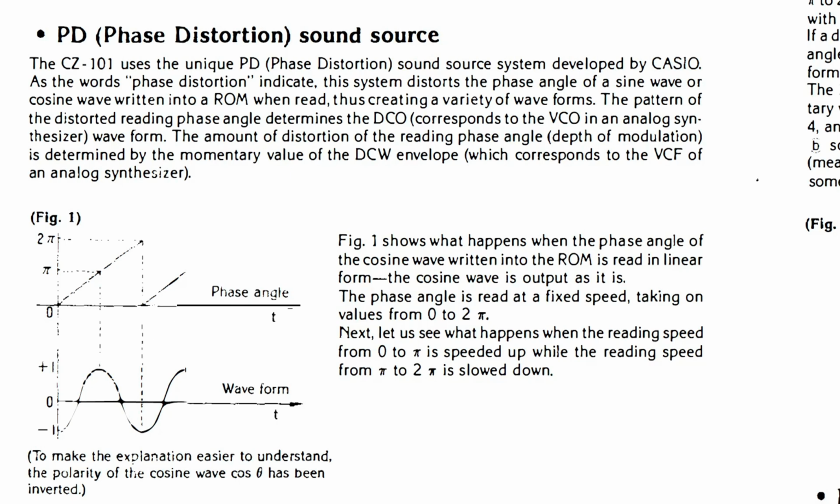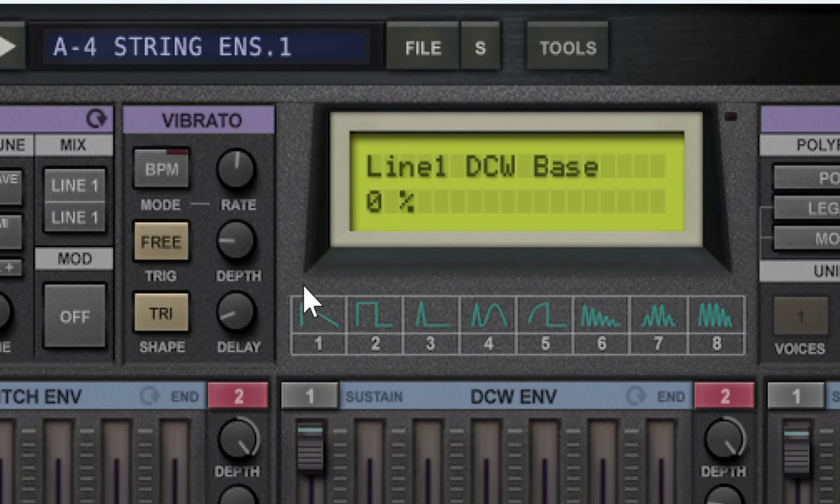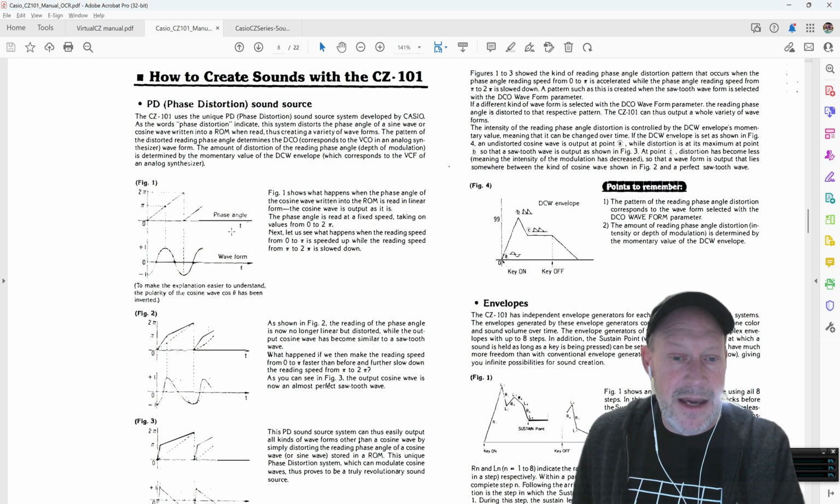The 8 different wave shapes that are in the CZ-101 are printed on the front panel here. There's a sawtooth, a square, a pulse-like wave, I think this is called double sine, sine saw, and then these kind of resonant waveforms that were made in a slightly different way. But back to the manual.